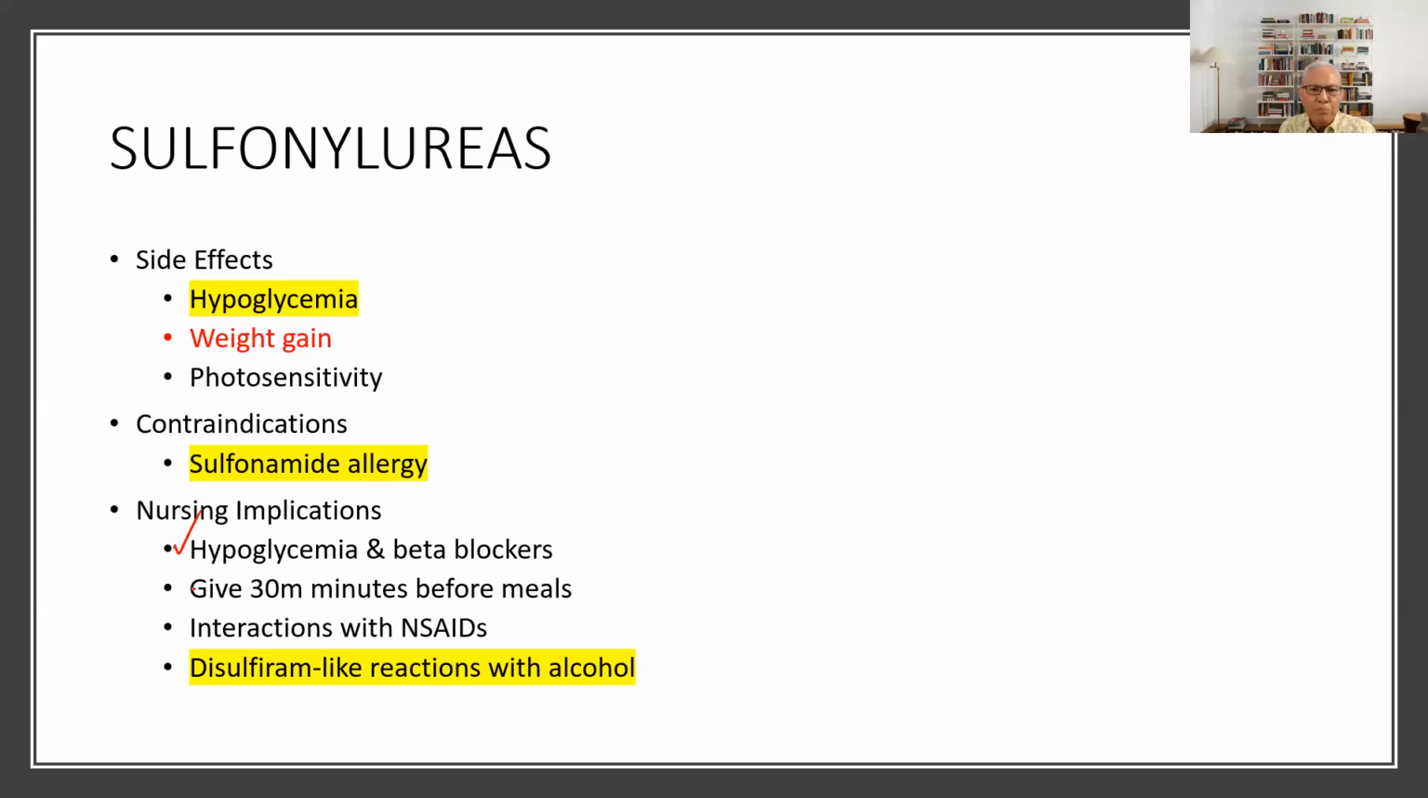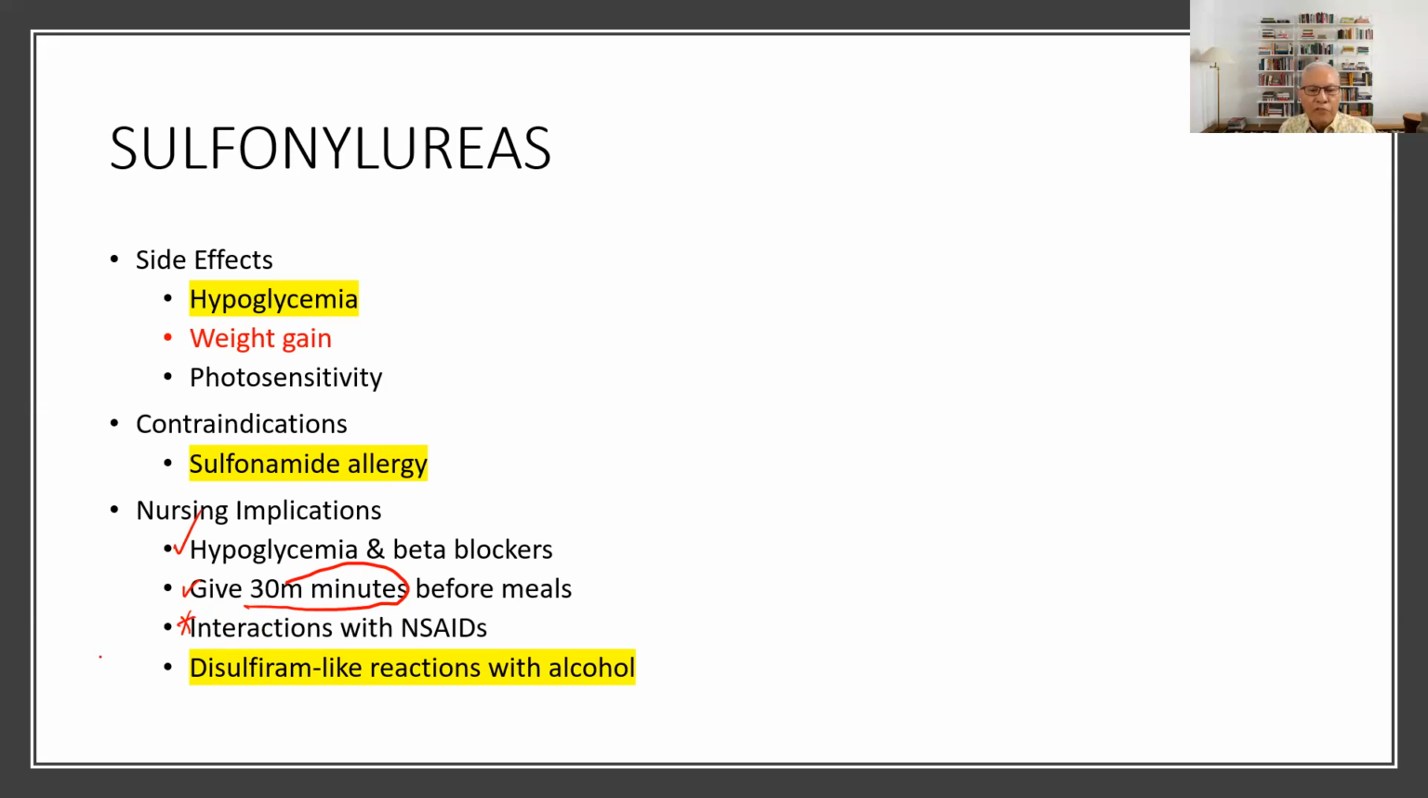Now, the other thing that must be remembered is that sulfonylurea medication should be given 30 minutes before a meal. Okay, 30 minutes before a meal because of its hypoglycemic effect. So the hypoglycemic action of sulfonylureas sometimes could be potentiated by certain drugs. And these drugs that potentiate the hypoglycemia are going to be your NSAIDs, your non-steroidal anti-inflammatory agents. And therefore, we have to be very mindful about that.